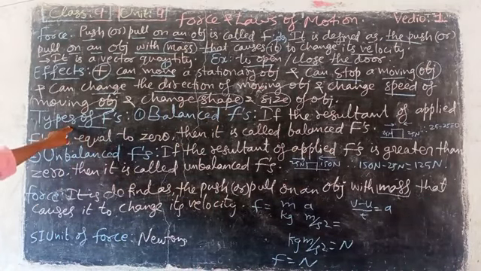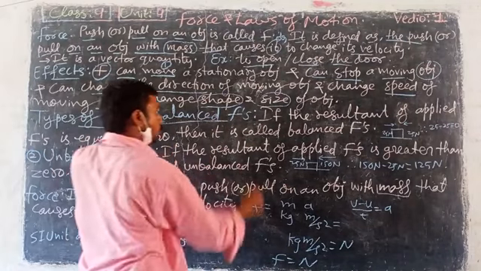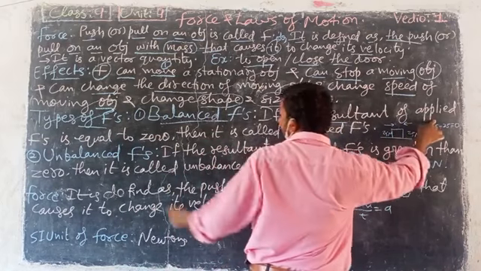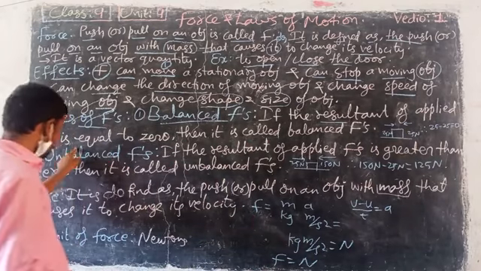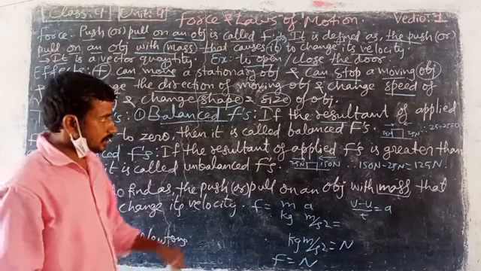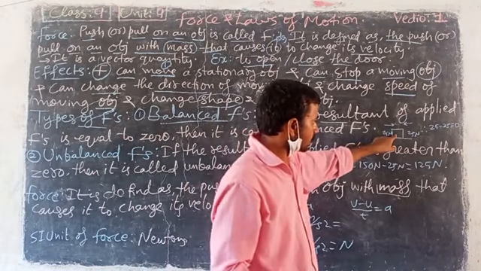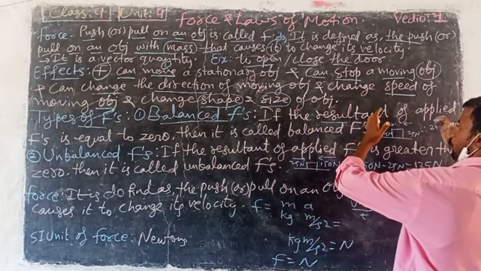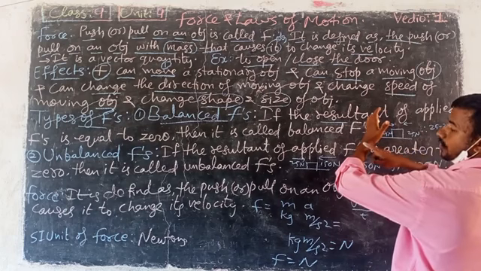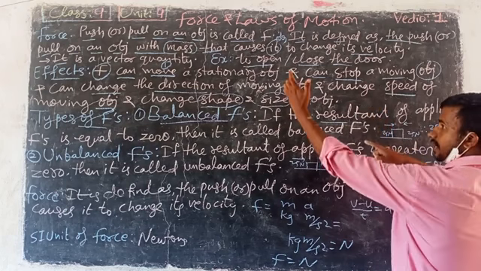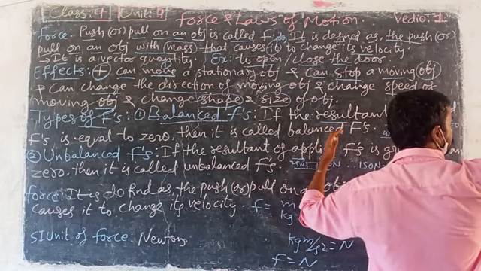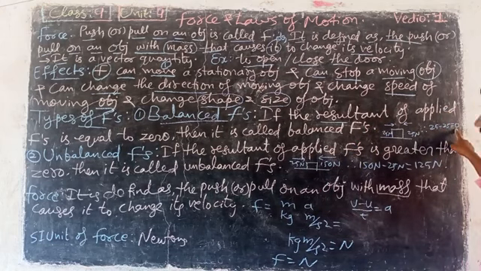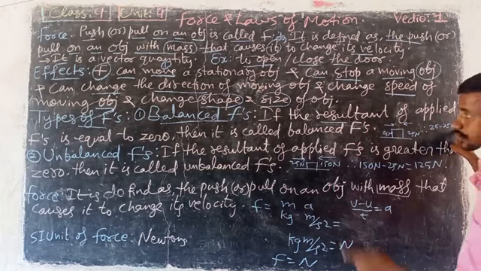Next, types of forces. Two types of forces. Balanced forces: if the resultant of applied forces is equal to 0. For example, look here. This is one object. I am using two hands, left hand and right hand, forcing at a time. So, 25 newtons of force used by the left hand, 25 newtons of force used by the right hand. 25 minus 25 becomes 0.